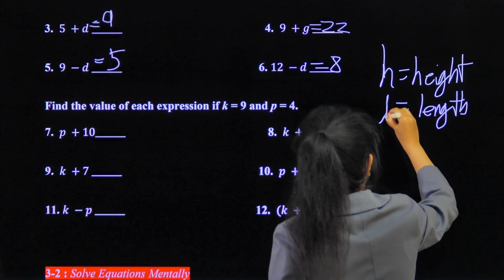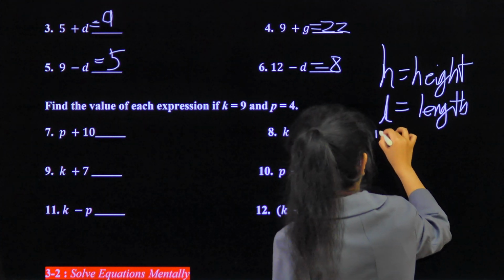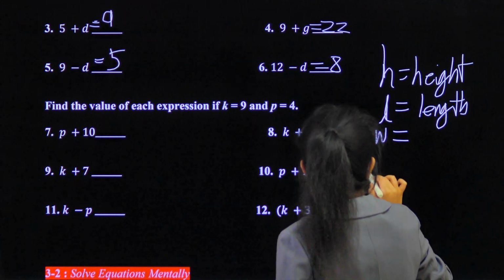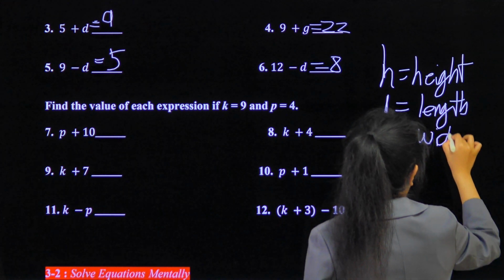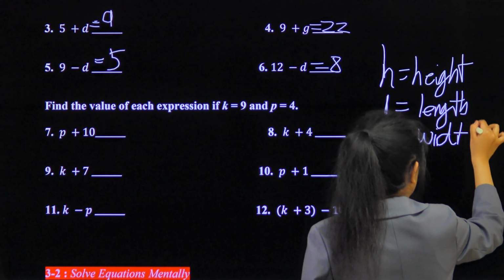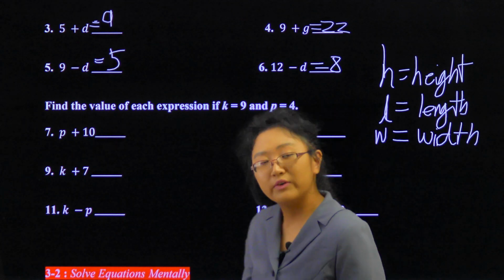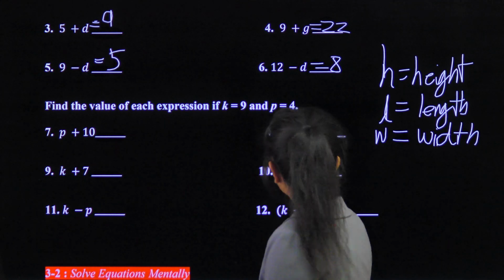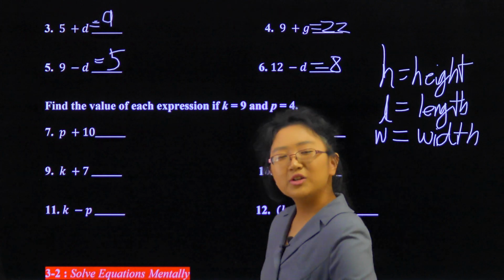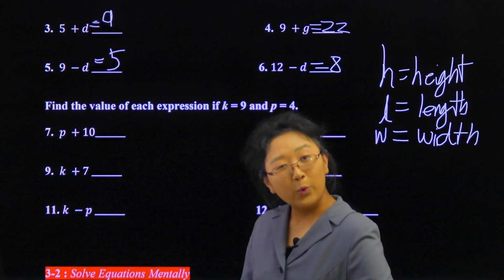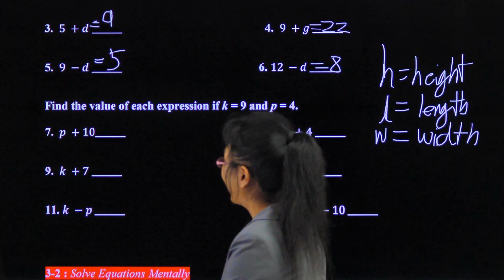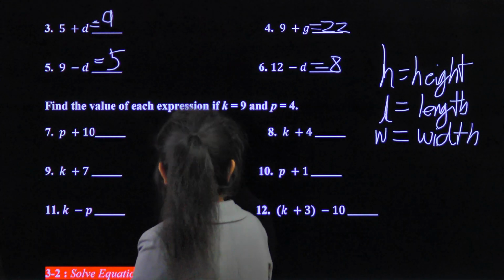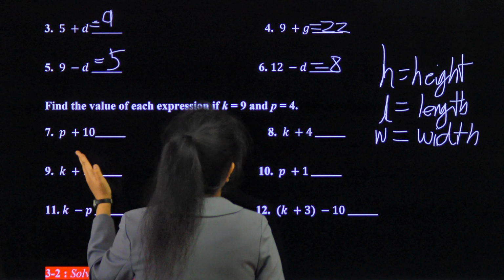Also, these things are almost always cursive or italicized. w is usually representative of width. And usually people don't like using o, because o looks like 0. So it might get confusing. Anyhow, we move on.